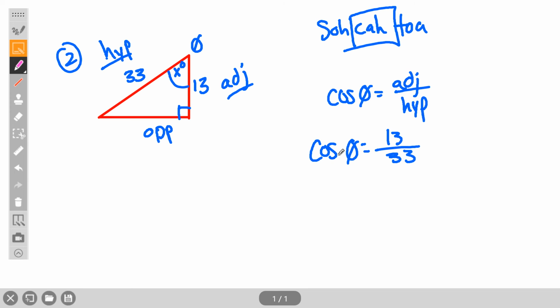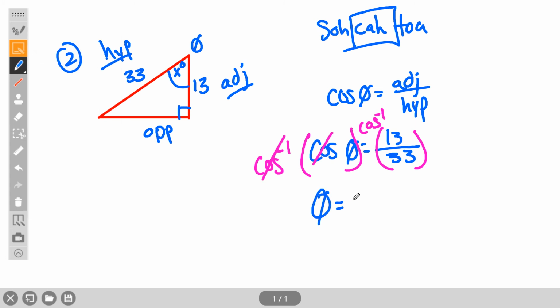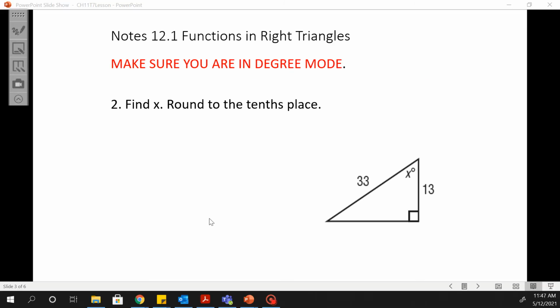And then we want to know the measure of this angle theta, okay? Which means we need to get rid of this cosine. So we can take the inverse function of both sides. And that actually cancels out the cosine to just leave us with the theta. So theta is equal to the inverse cosine of 13 over 33. So the measure of this angle here would be inverse cosine 13 over 33.